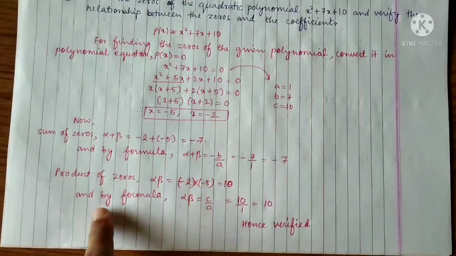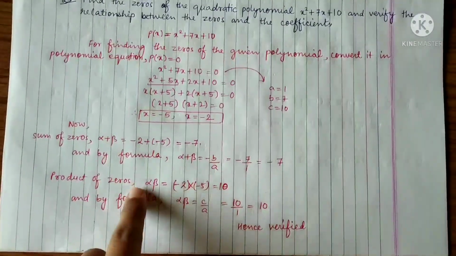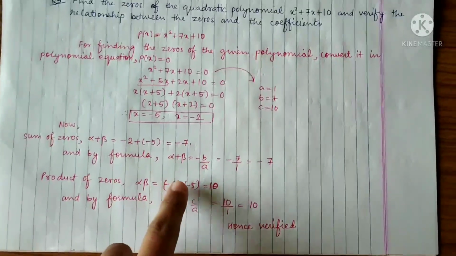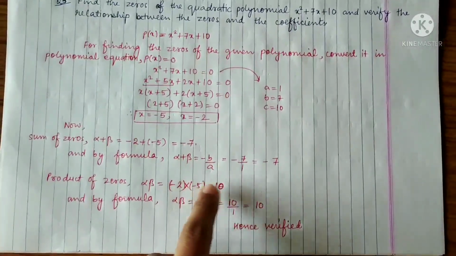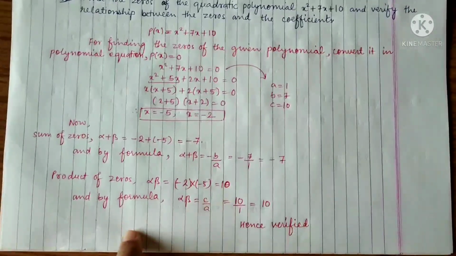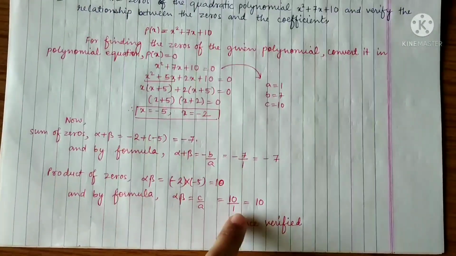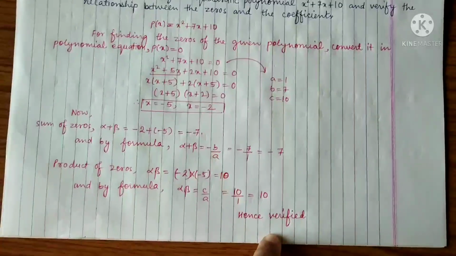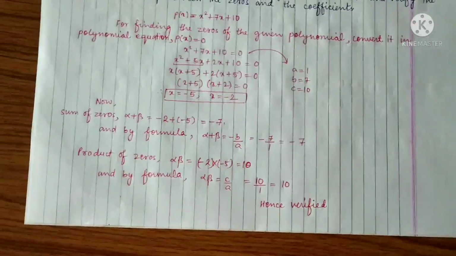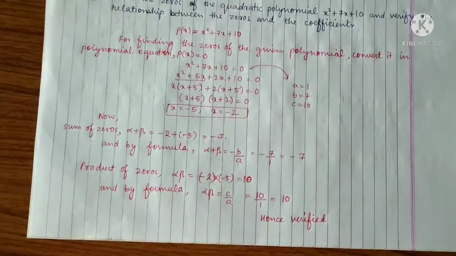इन द सेम मैनर व्हाट यू विल डू इज प्रोडक्ट ऑफ जीरोस क्या हो जाएगा? अल्फा इंटू बीटा. अल्फा की वैल्यू -2, बीटा की वैल्यू -5. आंसर इज 10. एंड बाय फॉर्मूला the product of zeros is equal to c by a, that is equal to 10/1, that is 10. Hence verified कि जो सही में sum of zeros आ रहा है वो फॉर्मूले से भी वही जीरो आ रहा है.